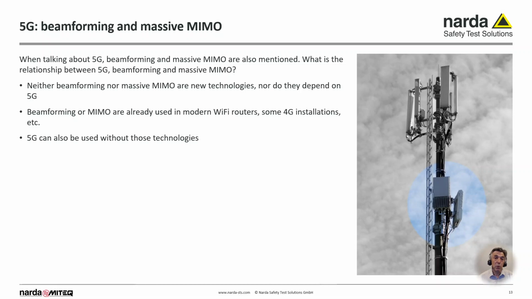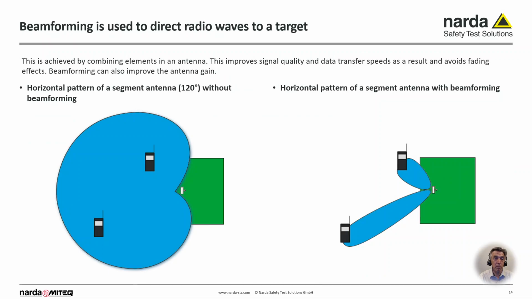And massive MIMO is also used, for example, in modern Wi-Fi routers. Okay, some 4G installations are also using it. So, and as I mentioned, 5G can also be used without this technology.